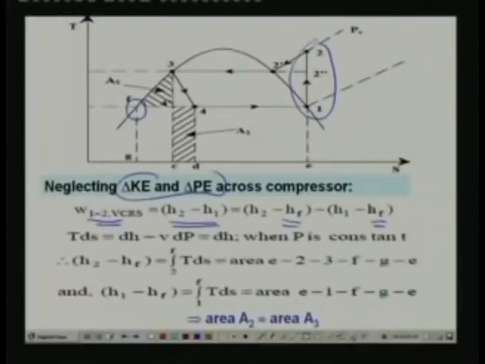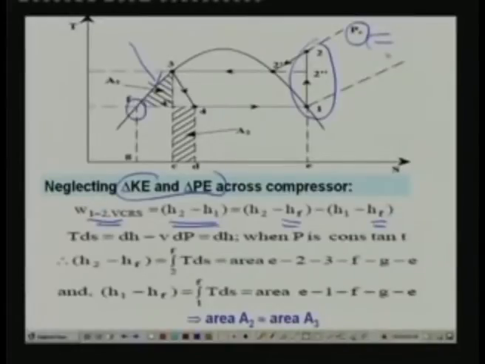Now I make one small assumption here. I assume that the saturated liquid line coincides with the isobar PC. That means if I extend the isobar in the liquid region, I assume that this isobar coincides with the saturated liquid line. This is a reasonably good assumption, because if you look at the actual TS diagram, you find that the isobars are very close to the saturated liquid lines. That means the process 2 to F is an isobaric process at pressure PC.